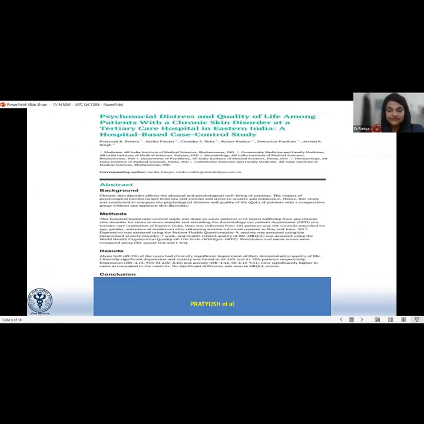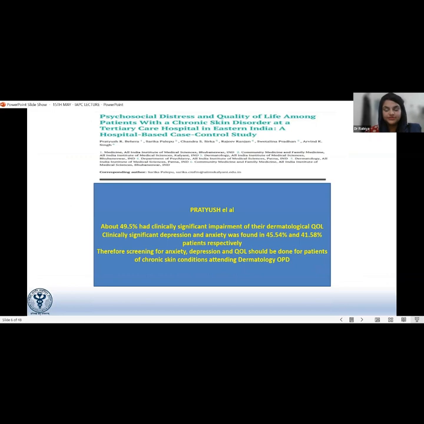Now, this is a recent study. Pratyush et al. in 2019 said that about 49.5% had clinically significant impairment of their dermatological quality of life. Clinically significant depression and anxiety were found in almost 45% of patients respectively. Therefore, screening of all the dermatological OPD patients for anxiety, depression, and quality of life is of utmost importance.